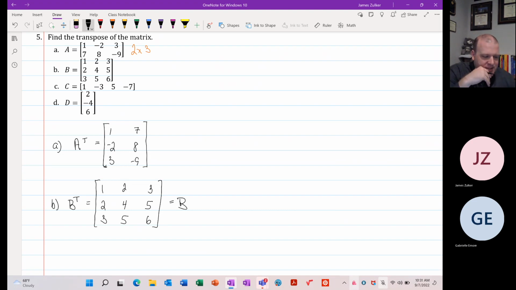And this type of matrix is special. In fact, this is studied, I believe it's the next problem set. Yeah, I'm pretty sure it is. This is what's known as a symmetric matrix, right? So B is symmetric.